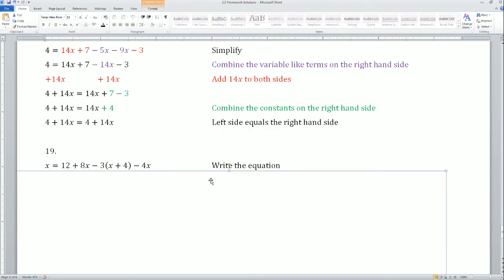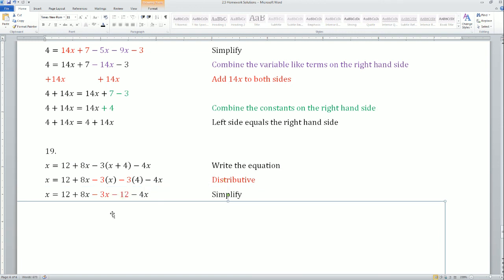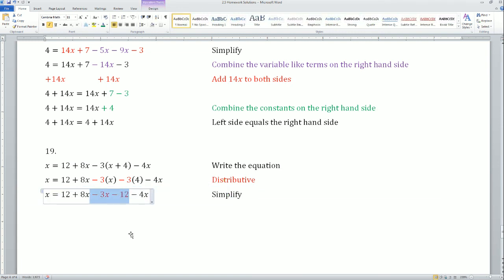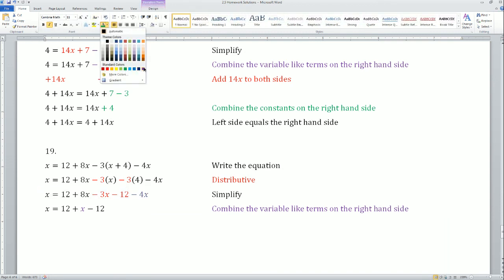19, write the equation. Do the distributive property, -3 times x, -3 times 4. Okay. Right? That is what you got from the distributive step. The distributive step allows you to get rid of the parentheses. Alright, combine the like terms. What do I mean by the like terms? That was one of them.